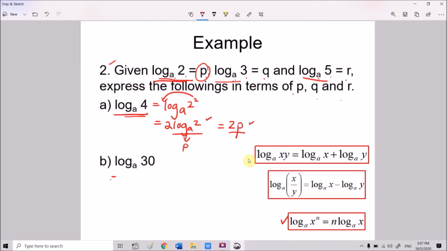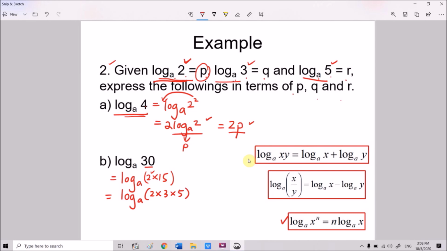We try again. So we have log base a of 30. We need to try to find the combinations of the numbers 2, 3, and 5 so that we get the value of 30. So we can see 30 as 2 times 15, because 2 times 15 is 30. Why do we want 2 times 15? Because we have a 2 here. And 15, we know that 15 is actually 3 times 5. So we can rewrite this as this.